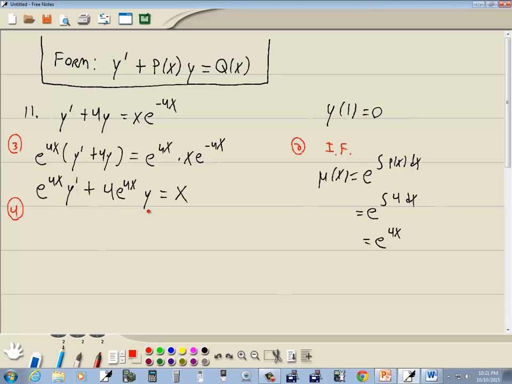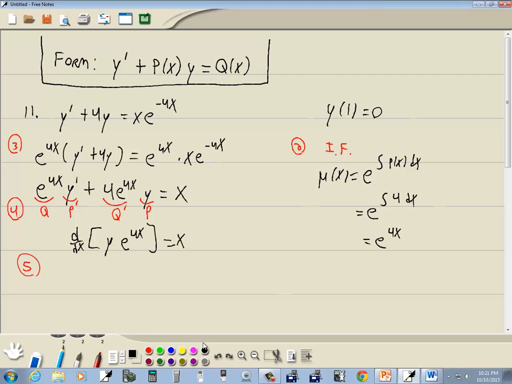Step 4. Recognize it as the product property. This will be p, that'll be p prime. This will be q, and then this would be q prime. So it fits. It works. So we rewrite that as the derivative of p, which is y, times q, which is e to the 4x. It's equal to x.